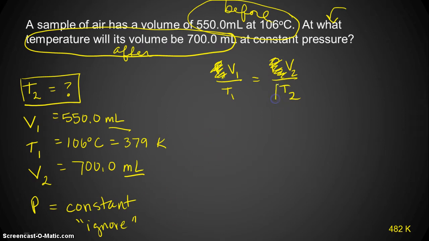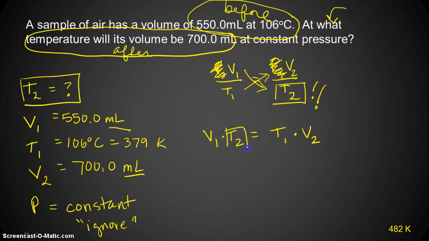The first thing I do is identify that T2 is what they want me to find, and uh-oh, T2 is in the denominator, and that's bad. I've told you, you never want to solve for a variable that's in the denominator. You want to get it out of the denominator first. I'm going to choose to cross multiply to get it out of the denominator. So I have that V1 times T2 is going to be equal to T1 times V2.